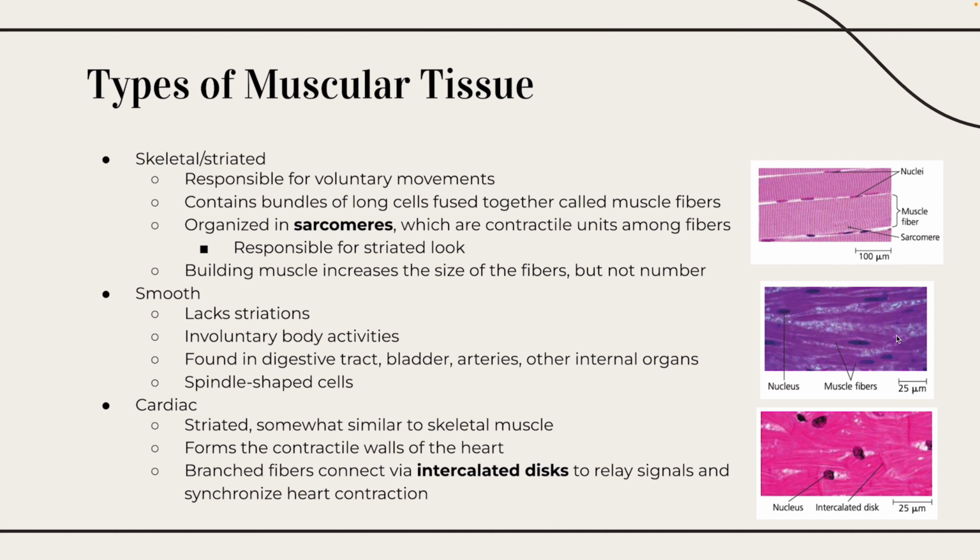Lastly is cardiac muscle, and it's striated as well. It's somewhat similar to skeletal muscle in appearance. And it forms the contractile walls of the heart. So this is the muscle that makes your heart beat. And it has branched fibers that connect via intercalated discs. You can see them right here. They relay signals and synchronize heart contraction. So these intercalated discs are what really set cardiac muscle apart from the other two, especially the skeletal muscle, right? So it's a nice mnemonic to just remember cardiac tissue is associated with intercalated discs.